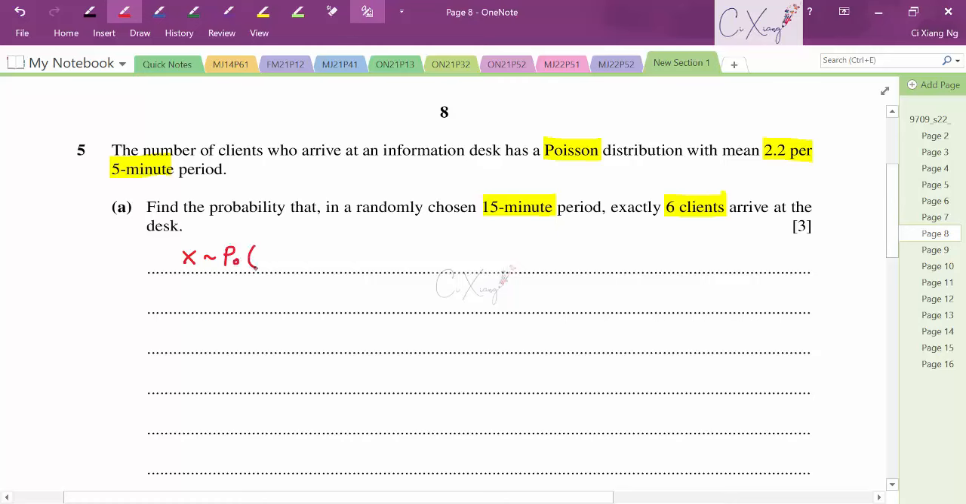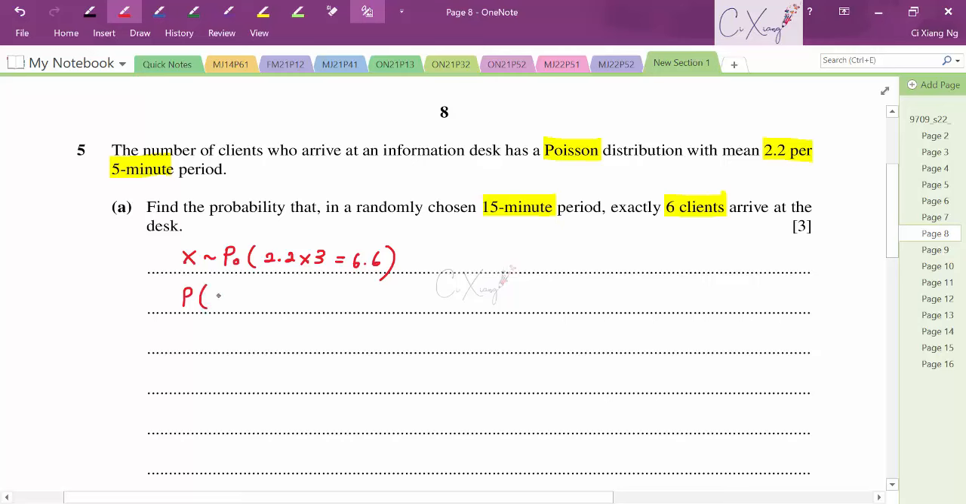Therefore, to calculate the probability, we need to modify the mean to the correct interval. It is originally 2.2 per 5-minute interval, and now we are having a 15-minute period. Therefore, the lambda or the mean will become 2.2 multiplied by 3, because we are having 15 minutes, which is 3 times of 5 minutes. So we are having 6.6. So this is the mean for the 15-minute period.